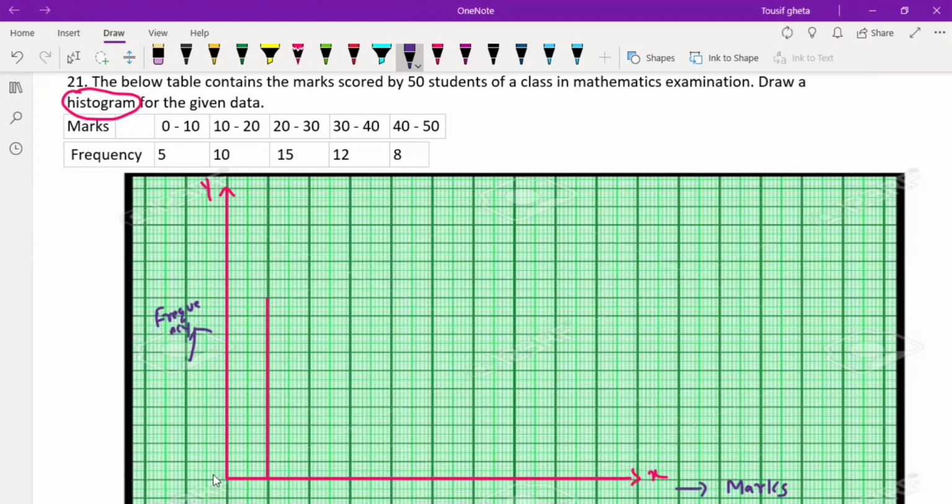So let us mark the frequency. This is our scale, from 2: 2, 4, 6, 8, 10, 12. Now the class centers: it is already starting from 0, this value is going to be 10, this value is going to be 20, this value 30, 40, 50, and one more, 60. So let us represent it now.